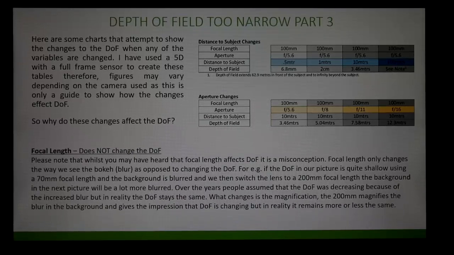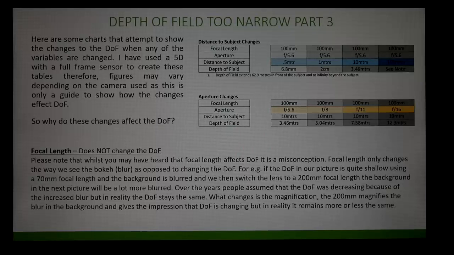Focal length does not change the depth of field. Please note that whilst you may have heard that focal length affects depth of field, it is a misconception. Focal length only changes the way we see the bokeh, blur, as opposed to changing the depth of field. For example, if the depth of field in our picture is quite shallow using a 70mm focal length and the background is blurred, and we then switch the lens to a 200mm focal length, the background in the next picture will be a lot more blurred.